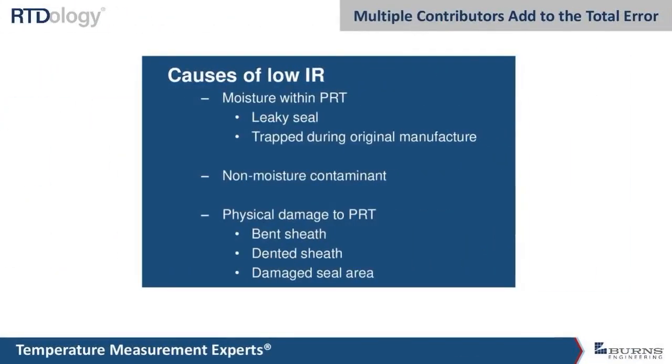So we can see moisture can get in due to a leaky seal. If the probe gets damaged somehow, whether the sheath might be bent or dented, or if the thing went over temp at some point, that can damage the seal and allow moisture to get in and cause this insulation resistance error.